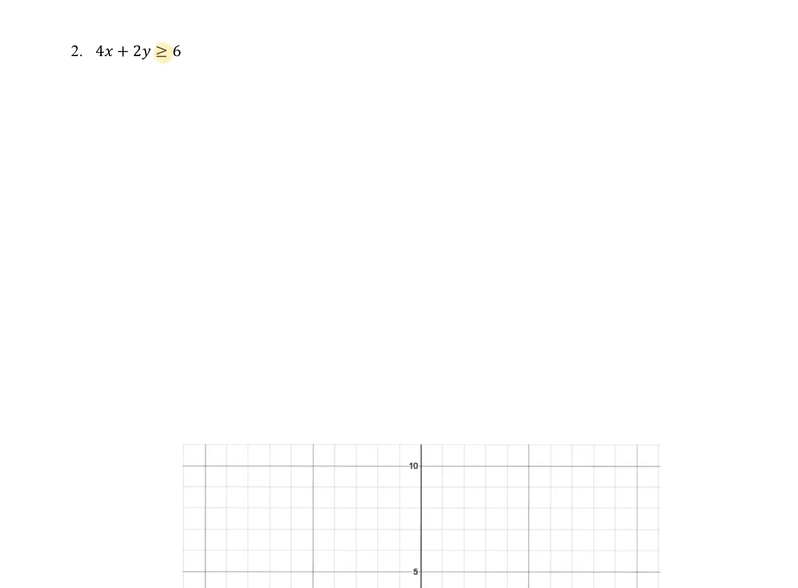So first things first, what kind of a boundary do I have? Since I have that equal to mark underneath right there, I know this is going to be a solid boundary. And always make sure to write that. So now let's go ahead and take a look at the boundary line. And when we're working with the boundary line, we get rid of the inequality just so we can graph it.